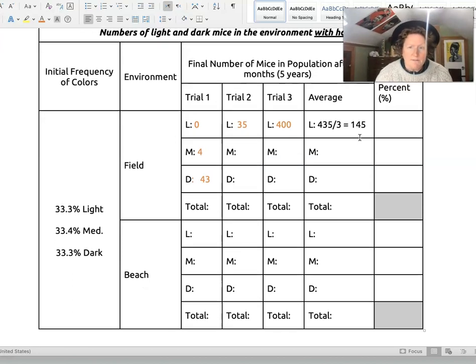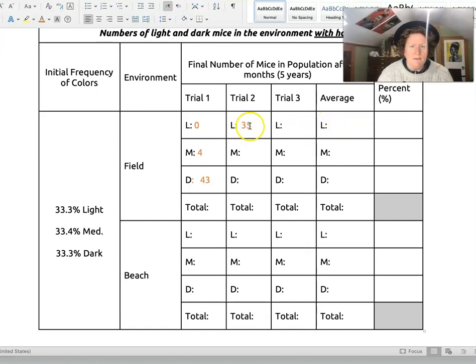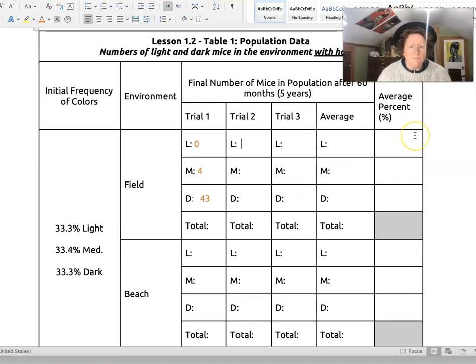Now that's not the right answer. Those are ridiculous numbers. I just put those in as an example. You should find numbers that are much lower than 35 or 400 when you do trial 2 and trial 3. But when you want to get an average, add the 3 numbers and divide by 3, and that'll give you the average number of light mice for your 3 trials in the field. Do the same with the medium mice and the dark mice, and then we'll work on percent.